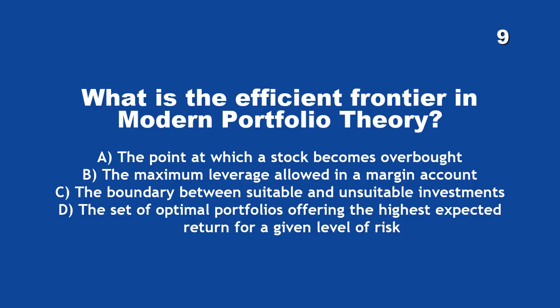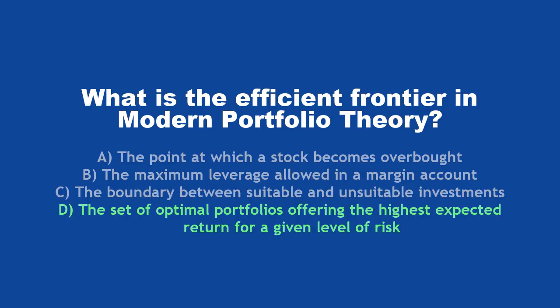What is the efficient frontier in modern portfolio theory? Option A, the point at which a stock becomes overbought. Option B, the maximum leverage allowed in a margin account. Option C, the boundary between suitable and unsuitable investments. Option D, the set of optimal portfolios offering the highest expected return for a given level of risk. The correct answer is D, the set of optimal portfolios offering the highest expected return for a given level of risk.